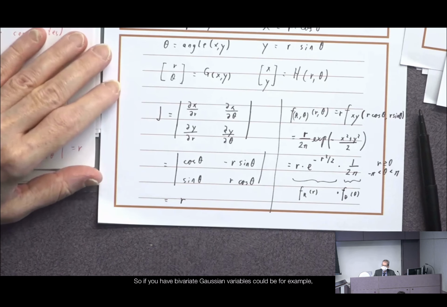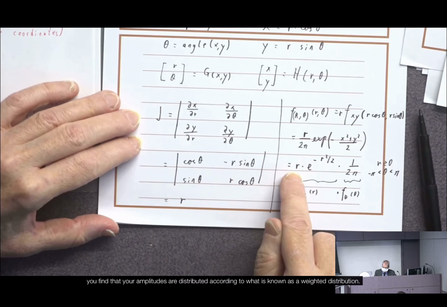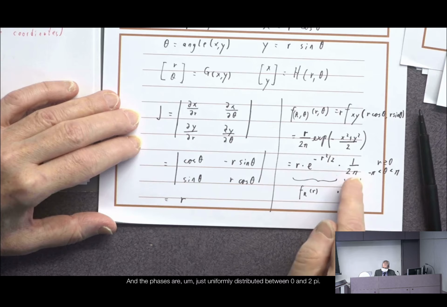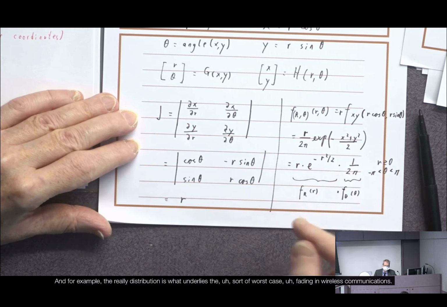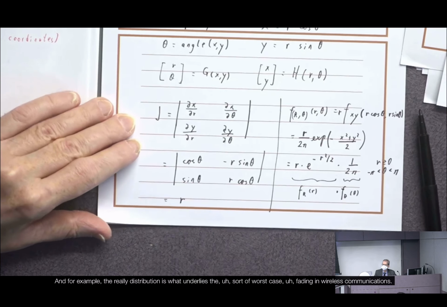So if you have bivariate Gaussian variables, for example because these are complex variables and you're looking at the distribution of their amplitudes and phases, you find that your amplitudes are distributed according to what is known as a radial distribution, and the phases are just uniformly distributed between 0 and 2 pi. And, for example, the radial distribution is what underlies the sort of worst-case fading in wireless communications.